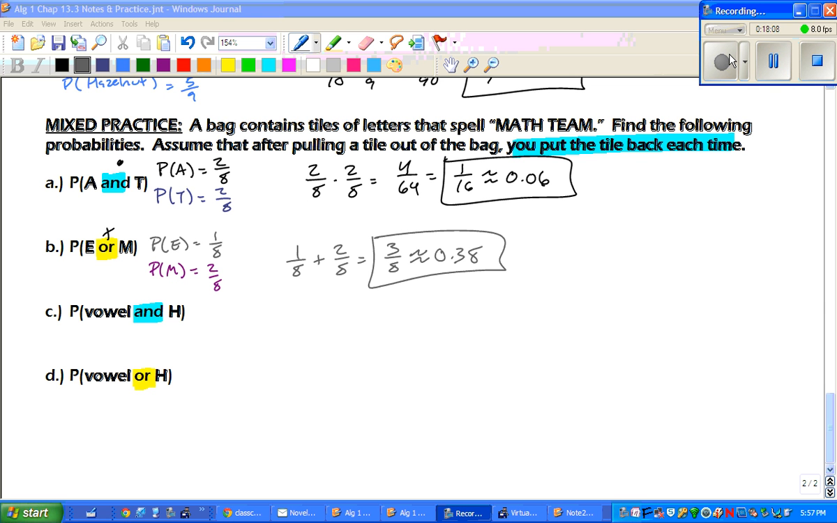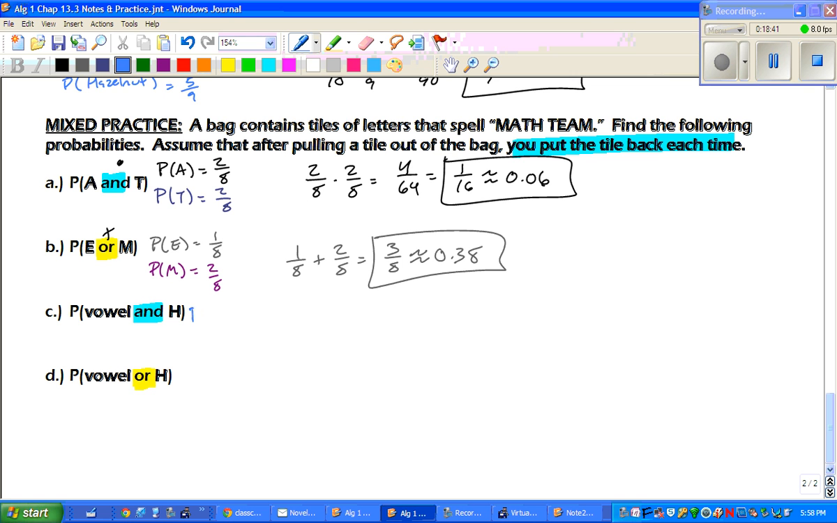Okay, those are the first two. So it's 2 out of 8 and 2 out of 8. You multiply, you get 4 over 64. You can reduce that to 1 over 16, and then that equals 0.06. Okay, B was or. Or means we need to add the two numbers up. And you get 1/8 plus 2/8 equals 3/8. And then when you divide that out, you get 0.38.